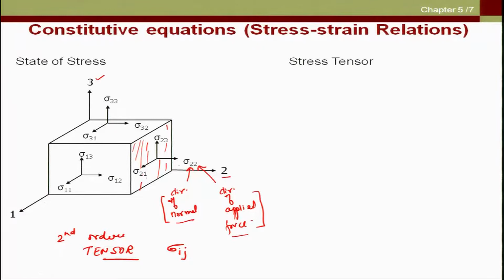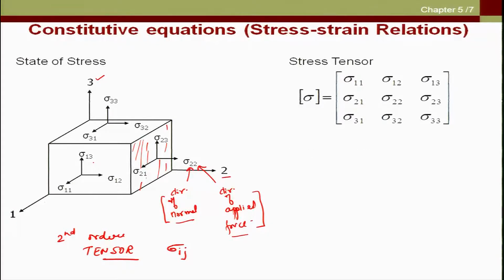So, we have sigma 21, sigma 22, sigma 23 on plane number 2, sigma 31, sigma 32, sigma 33 on plane number 3, and sigma 11, sigma 12 and sigma 13 on plane number 1, and likewise we have other stresses on the opposite faces also. So, these are my stresses, and this is the stress tensor, represented by a 3 by 3 matrix, and in general I can also represent it as sigma ij. So, this is the stress tensor.